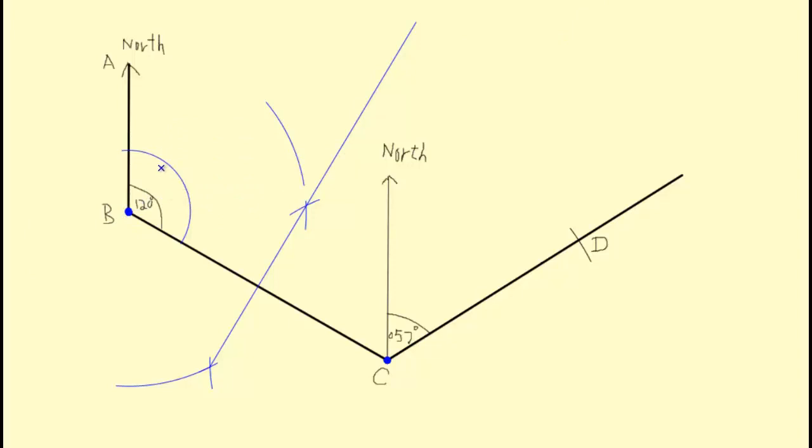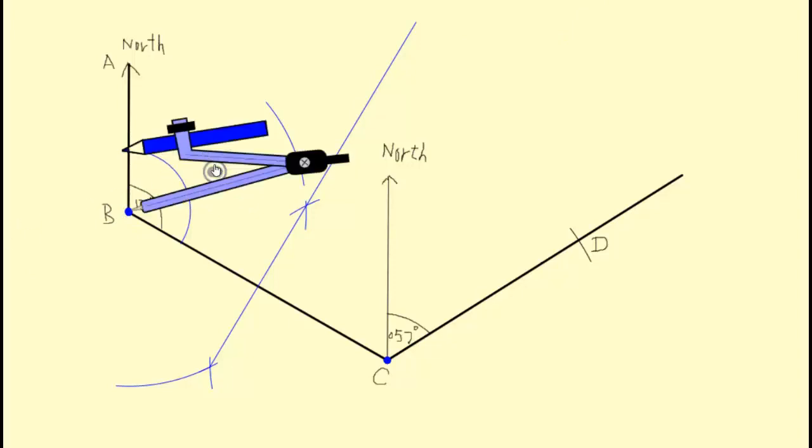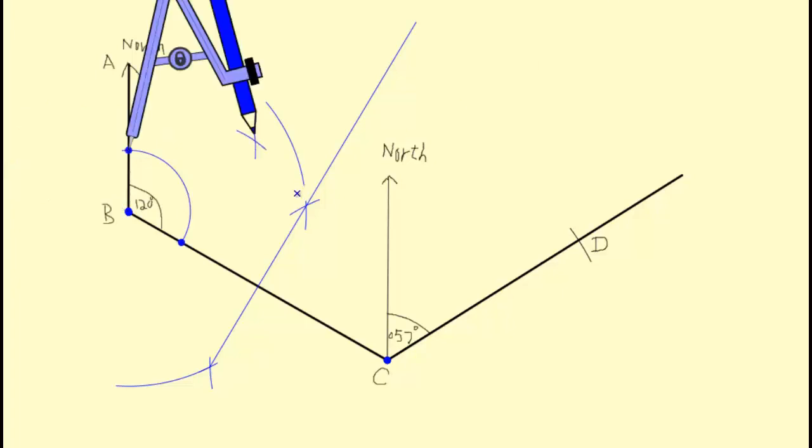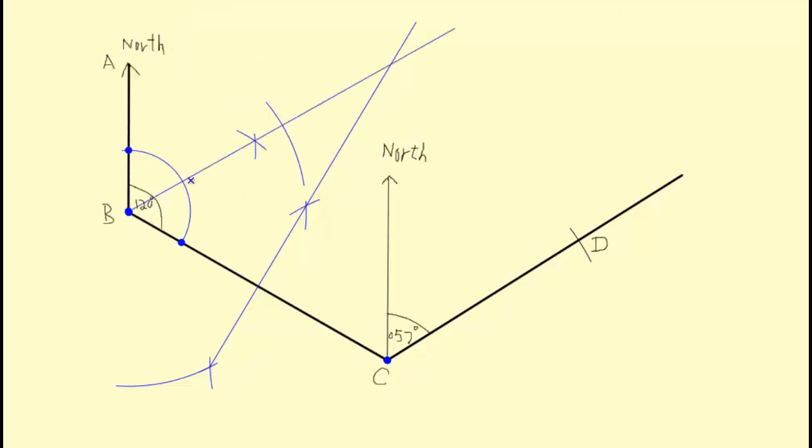We have drawn this angle. Now open the compass a little bit more, draw one arc here, and from this point draw a second arc over here. This line is the angle bisector of angle B.